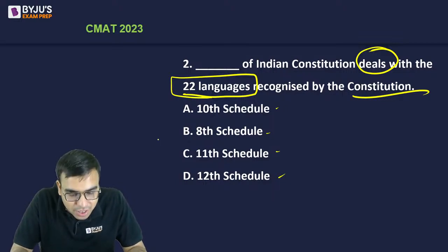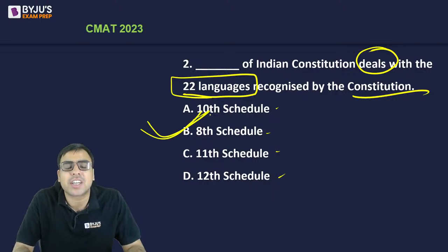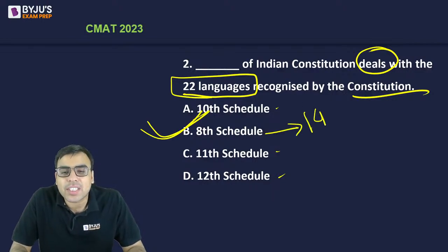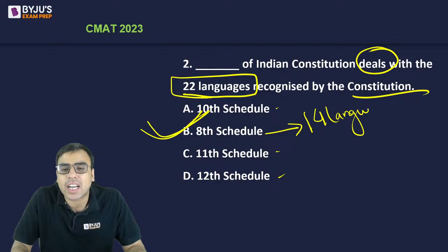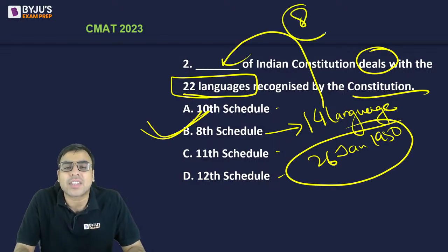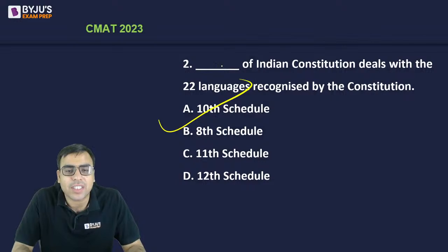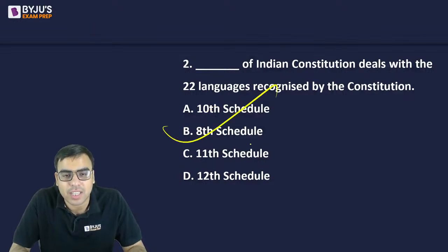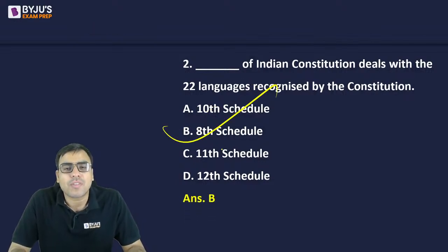Yes, Akash, Vaishnav, you are right. The 8th schedule. Originally, how many languages did it have? 14 languages at the commencement of the Constitution, that is on 26 January 1950. Over a period of time, 8 languages got added, and now we have 22 languages. So B is the right answer to this question. Let's move on to the next one.